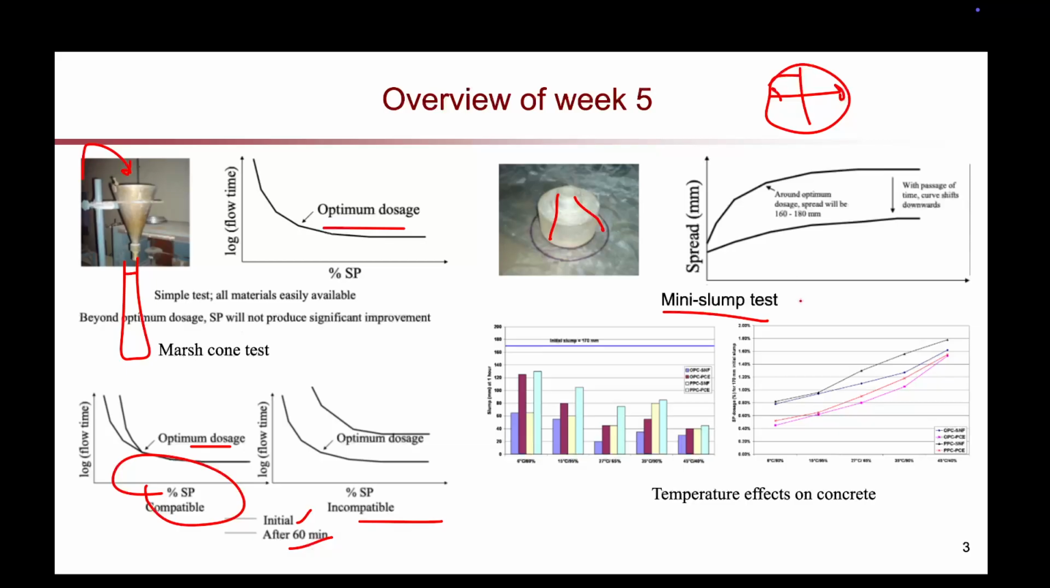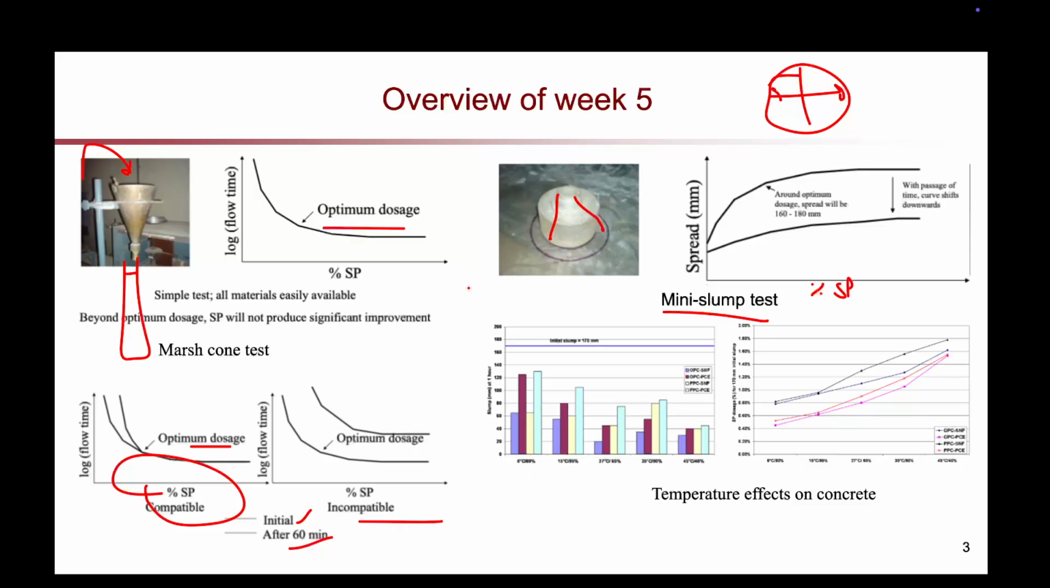Here again the x-axis is percent SP. With the passage of time, your curve will shift downwards. That means your spread will decrease a little, depending on how much time has passed before you do the test again. So these are the two tests we do for superplasticizer.